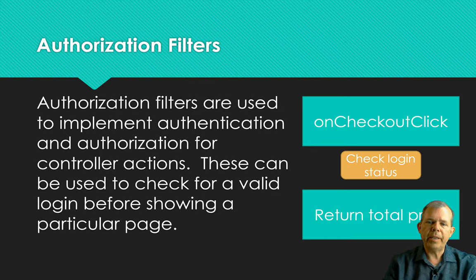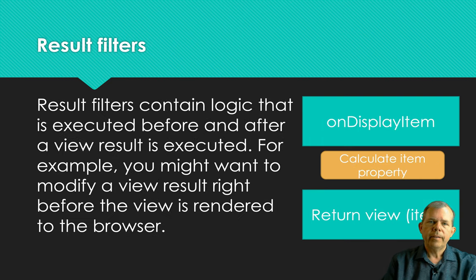So let's talk about an authorization filter. That's the example that I gave you just a second ago. Authorization filters are used to check to see if a person has logged in. And these can be checked before or after a page is shown. So check the login status before you return a total price. The second category of filters is the results filter. It contains logic that is executed before and after a view is displayed. For example, you might want to modify the view result just before it is rendered to the browser.